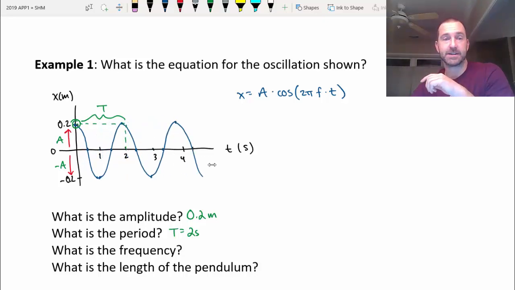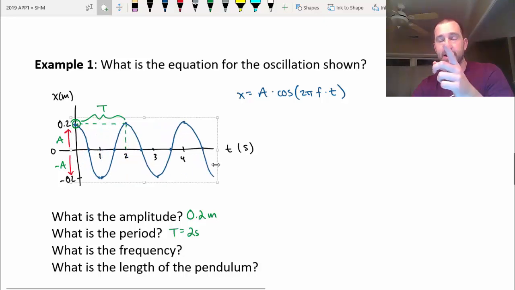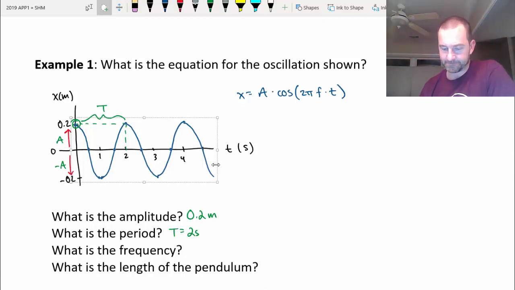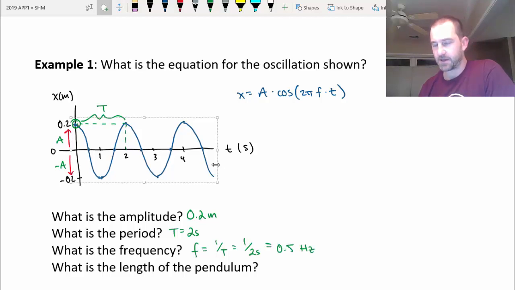Now that's going to help us with this idea of frequency that's next, because frequency is how many things per second that you're getting. And frequency should be equal to 1 over the period, or in this case 1 over 2 seconds, or 0.5 hertz, which means I'm getting half of a cycle every second.